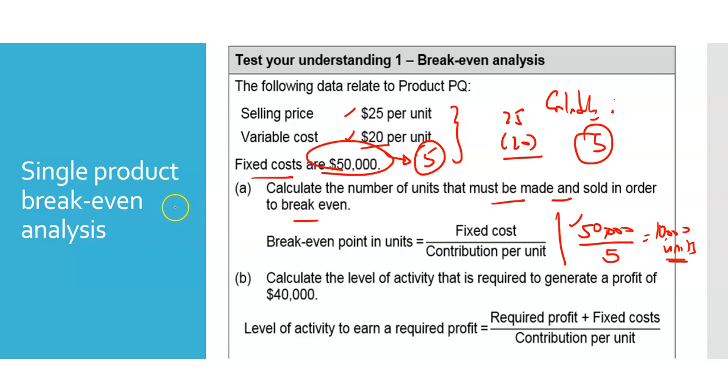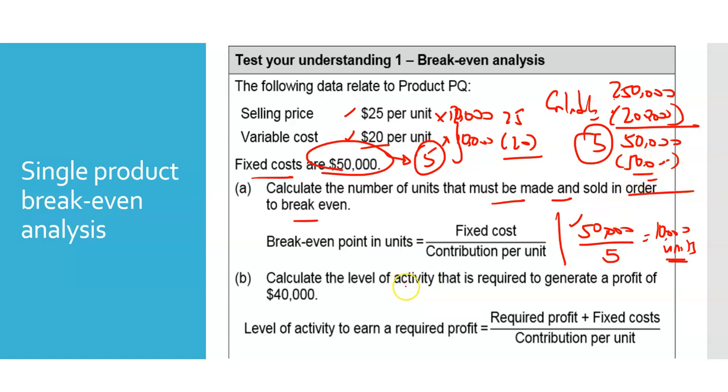I mean, we can test it if you like. Multiply this by 10,000, multiply this by 10,000 if you like, and you will see you will have here 250,000 and you will have here 200,000, giving you a total contribution of 50,000. Take away your fixed costs and your profits will be 0. And that's that first one.